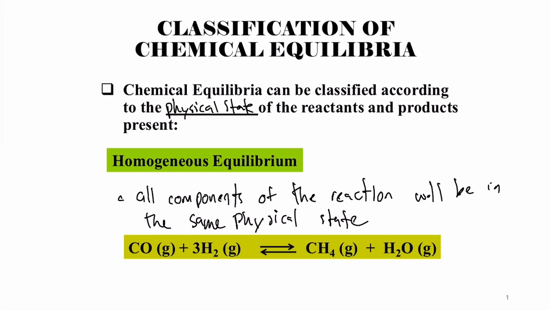So in this example here, this would be a homogeneous equilibrium, right? The reaction is going back and forth. It's a reversible reaction. And then everything here is in the gas phase, right? They're all in the gas phase. So that's a homogeneous equilibrium.